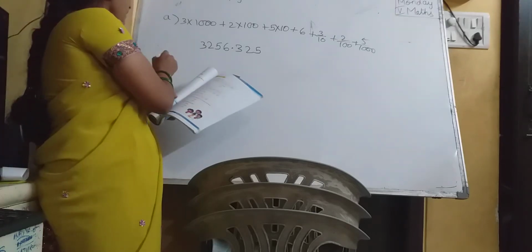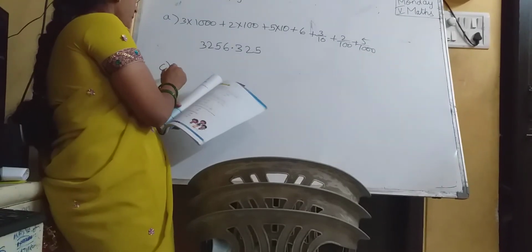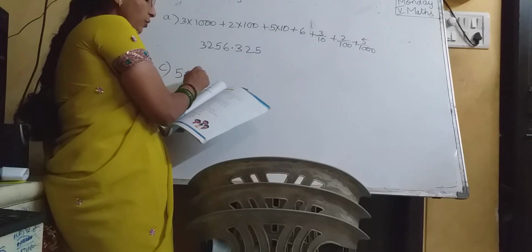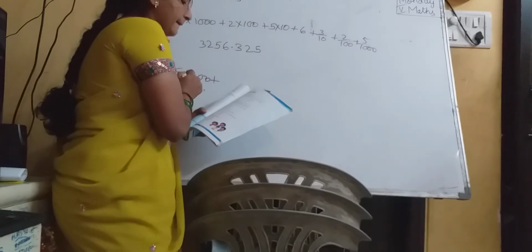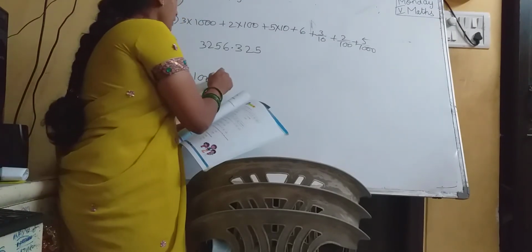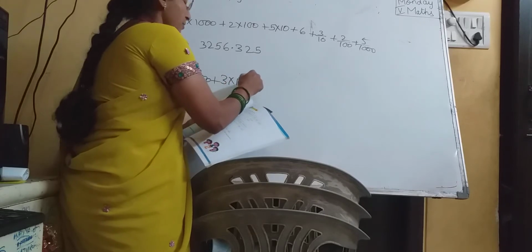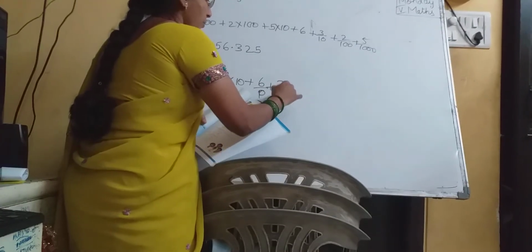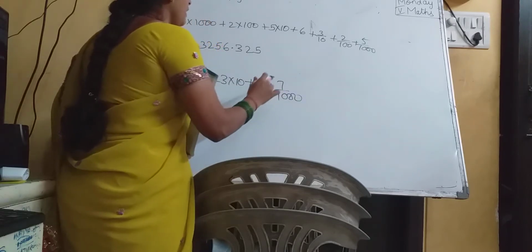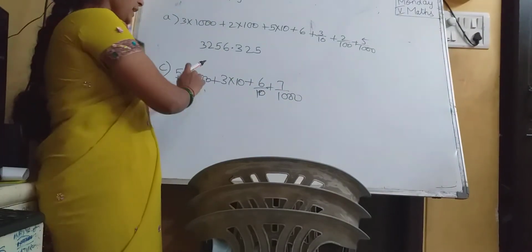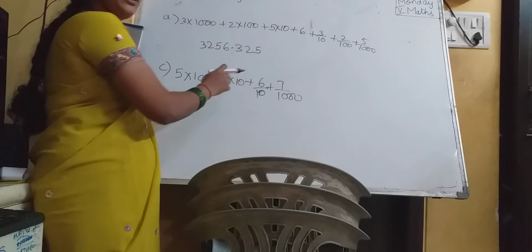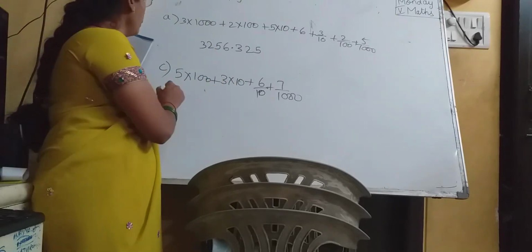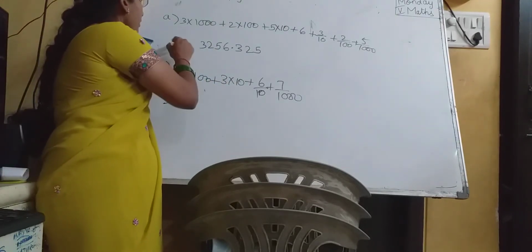See, I will do C1, children. In C1 there is no 1's place, so I am doing C1. 5 into 100 plus 3 into 10 plus 6 by 10 plus 7 by 1000. Like this they gave you. So, 10, 100, 10. After 10, what should come? 1. There is no 1's place. So what are you going to write? This is the answer, children.